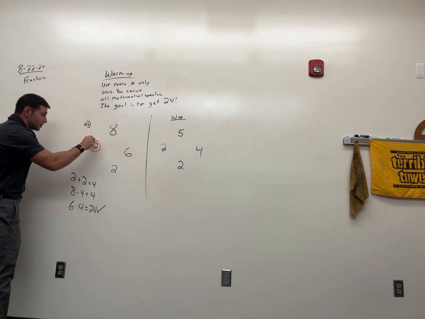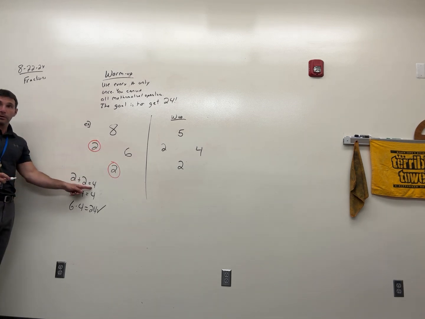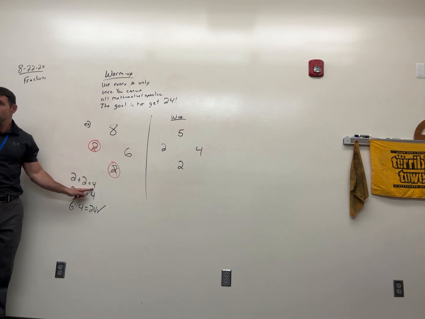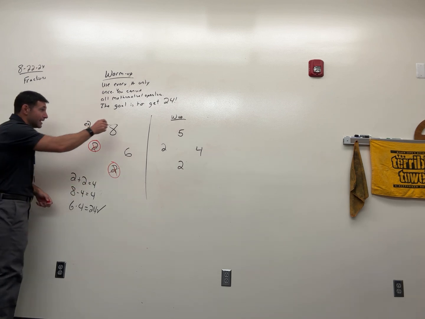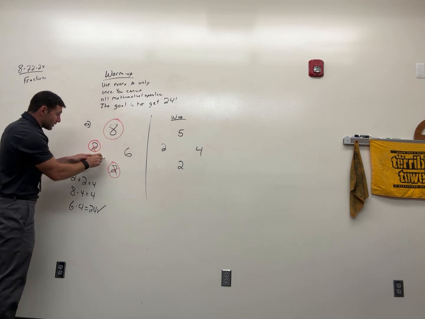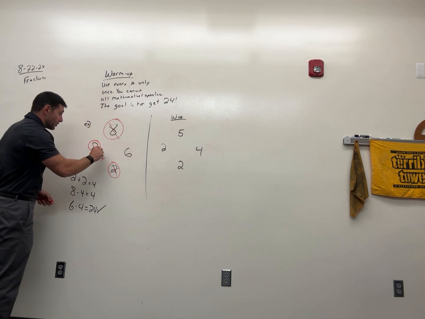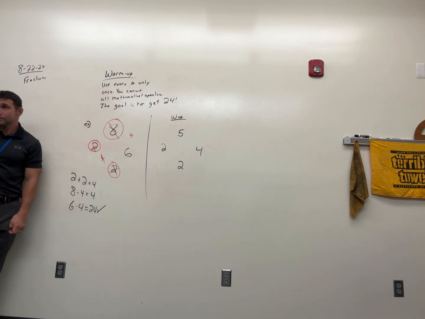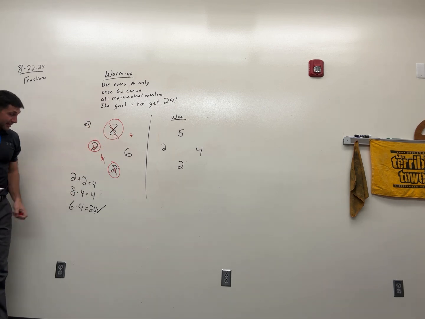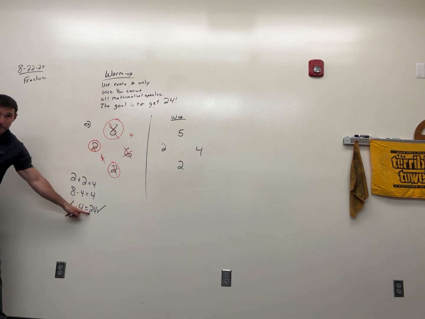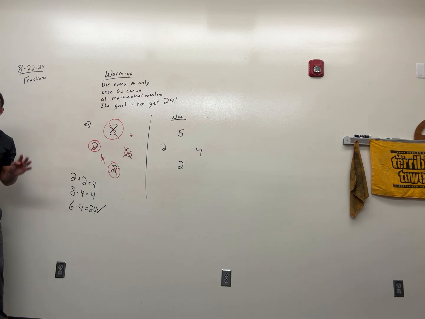I used 2 plus 2 and got 4. So I'm done with this 2, I'm done with this 2. I'm now using 4. Okay? Then I said, this 8 minus the 4 that I just got is now what? 4. So that 4 is now this 4. 4 multiplied by 6 is 24. Okay? You're like, Mr. H, it doesn't make sense yet.